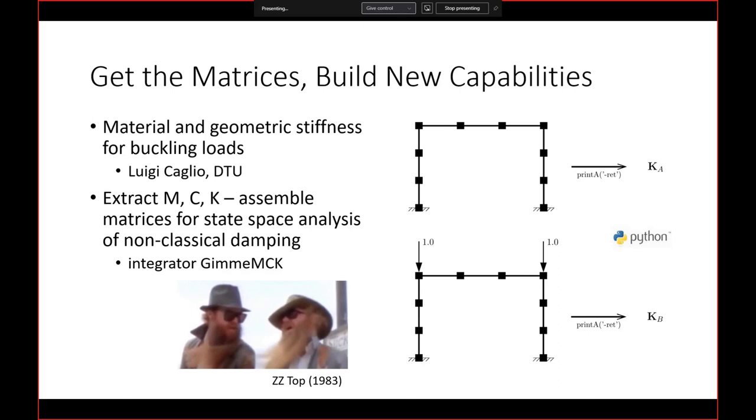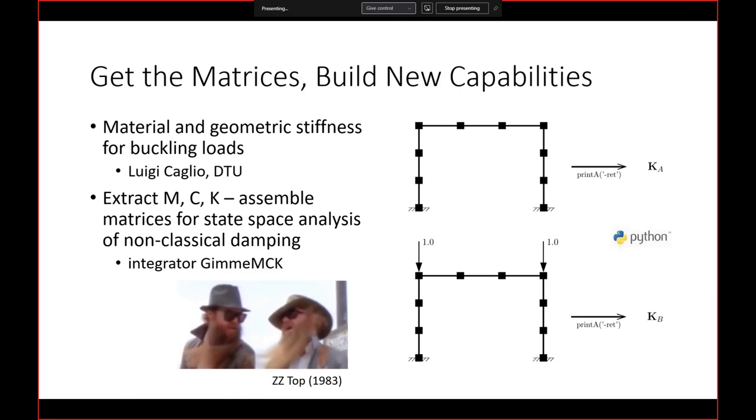Okay. And you can also extract mass, damping, stiffness, and assemble matrices, like for state space analysis of non-classical damping. Something that's not built into OpenSees, but if you can get these matrices and then wrap it and do some calculations outside of OpenSees within Python, you can analyze non-classically damped systems and get the modes, mode shapes, all that stuff.